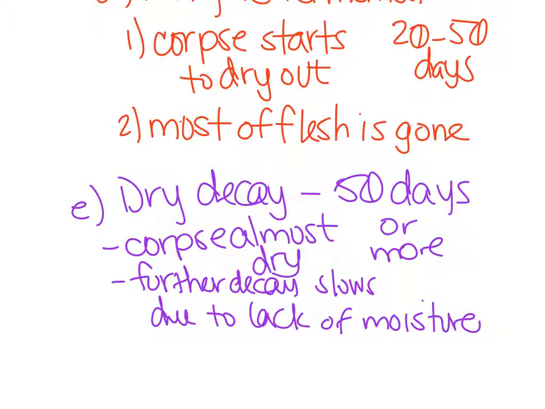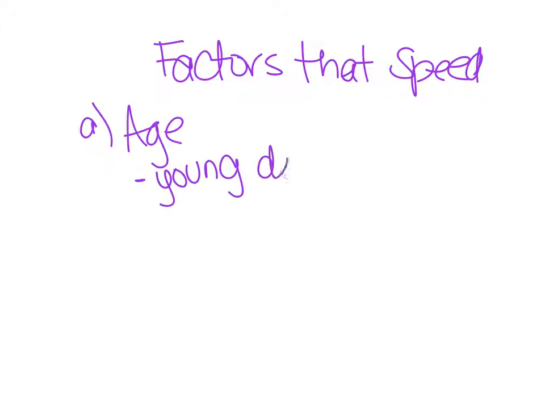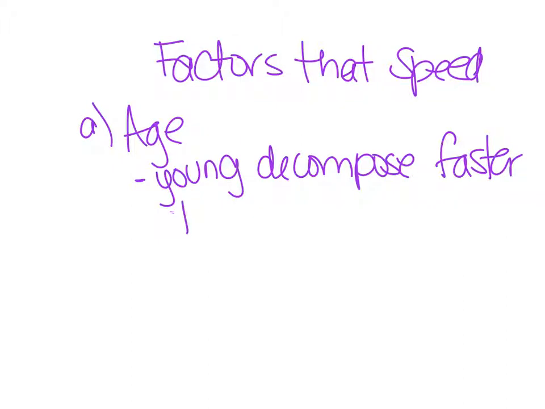So what are some factors that might speed up decomposition? Let's look at factors that speed it up. First one, age. Who's going to decompose faster? Young. Why? They have more water weight in their body.